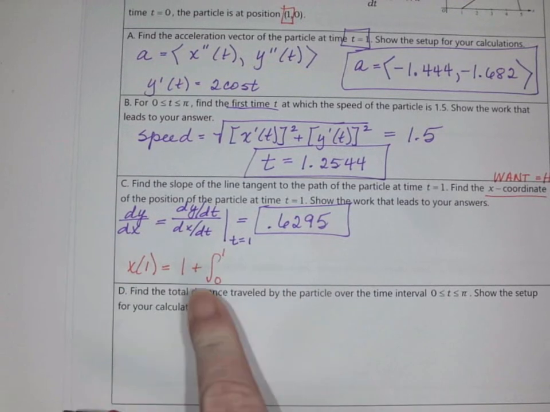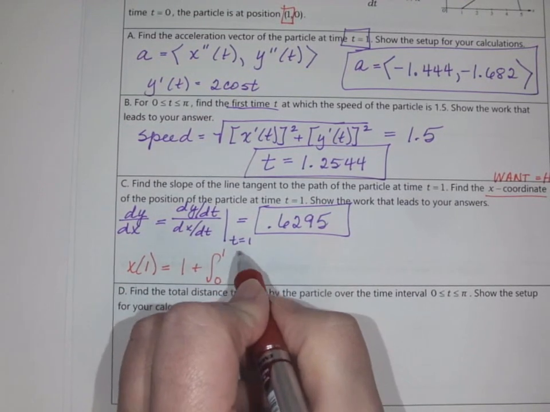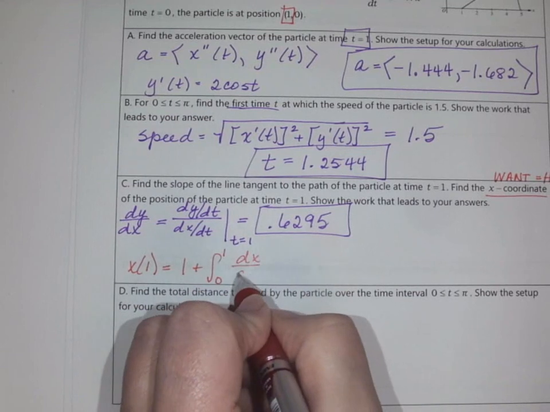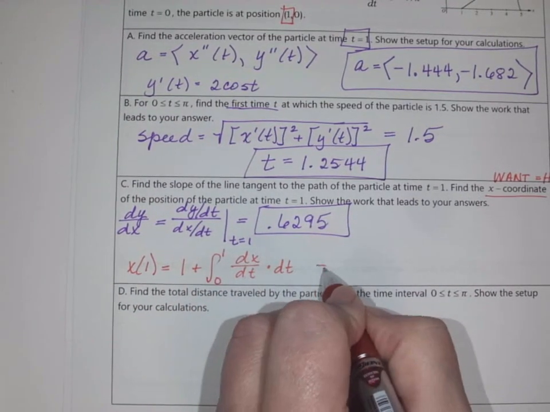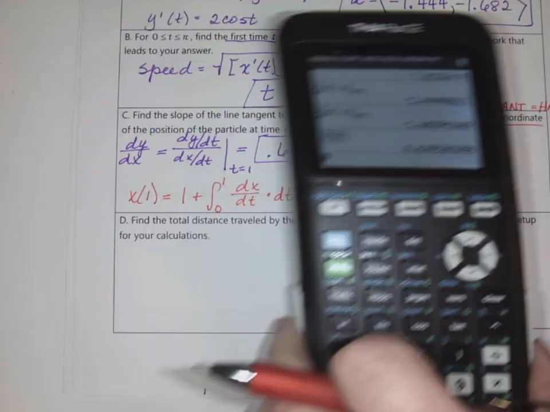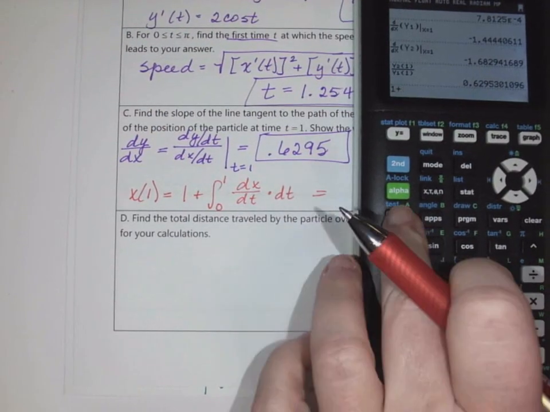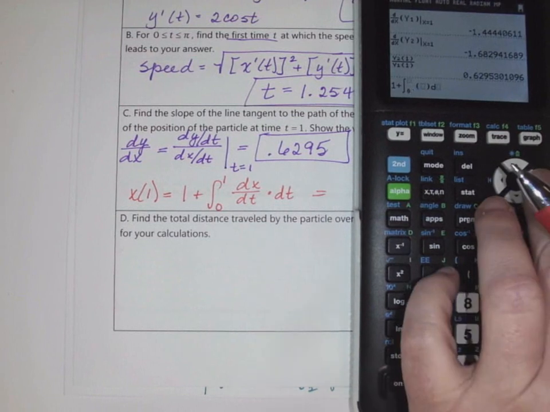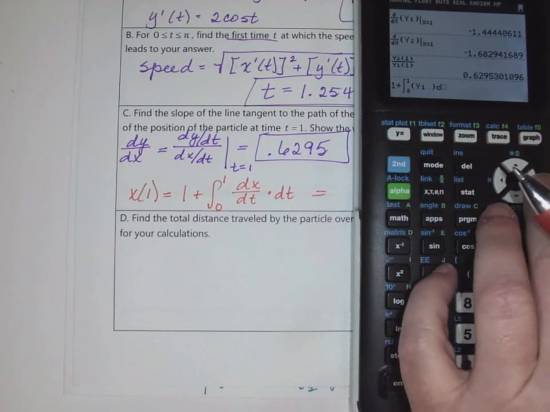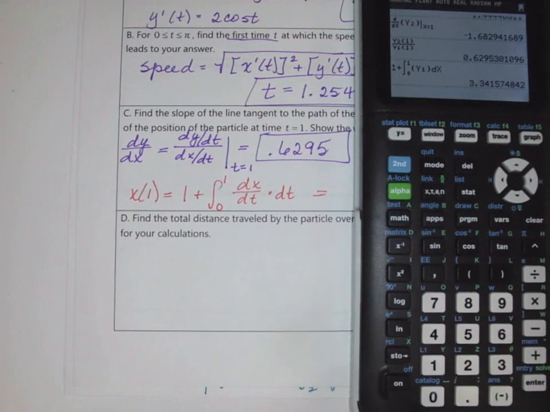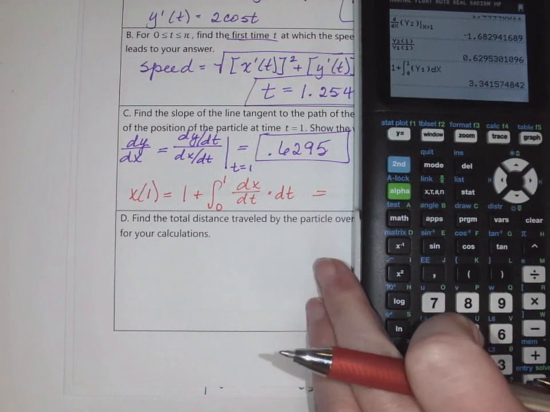Our two time values are 0 and 1. And we're going to put our dx dt in there. So that is going to be our setup. And then we can just use our calculator. So 1 plus math 9. We're going from 0 to 1. And then remember dx dt is in y1, dx. And so that gives us 3.3415.